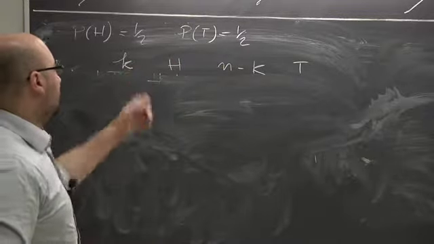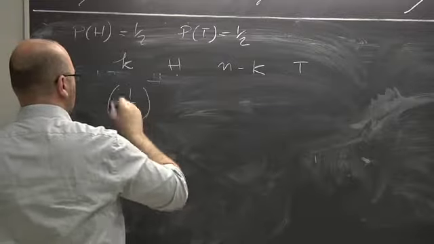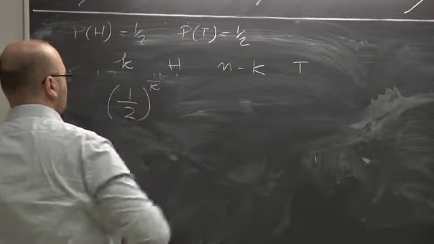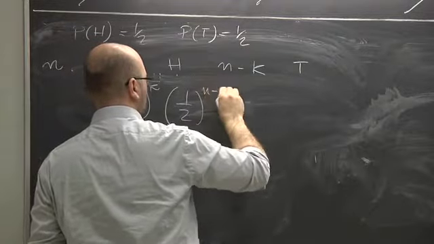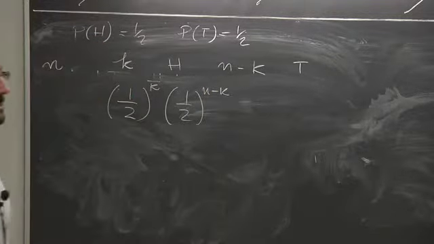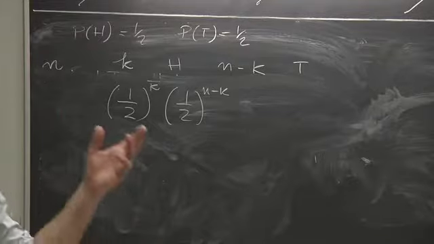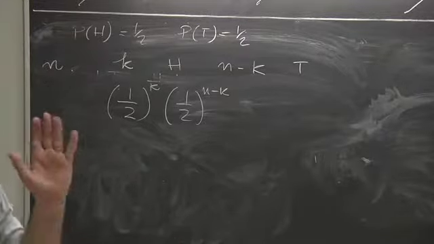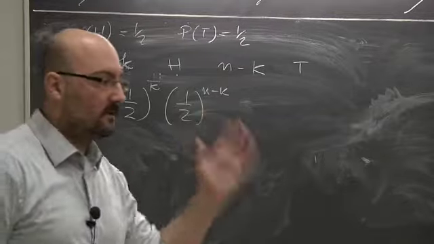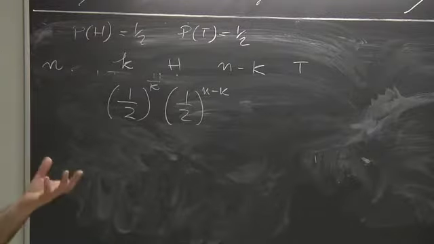Well, first of all, I said that the coin is fair, so I get 1/2 to the k, and then 1/2 to the n minus k. But then I'm asking only about the total number of heads and the total number of tails, and not asking that the first coin has to be head, the second coin has to be tail. So there are many configurations which are equivalent.